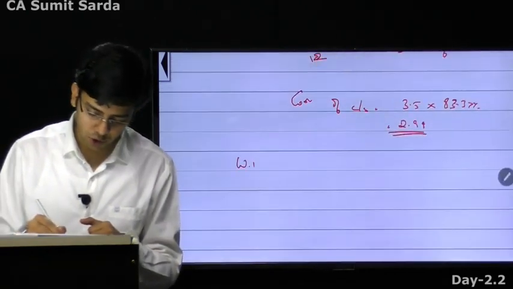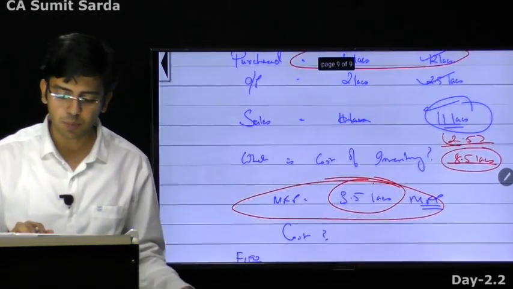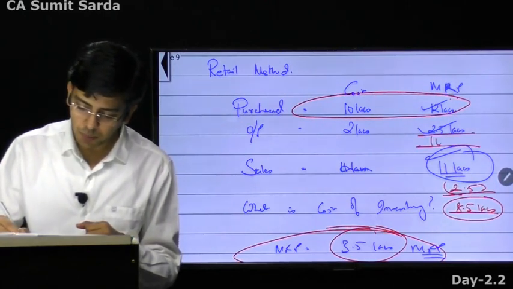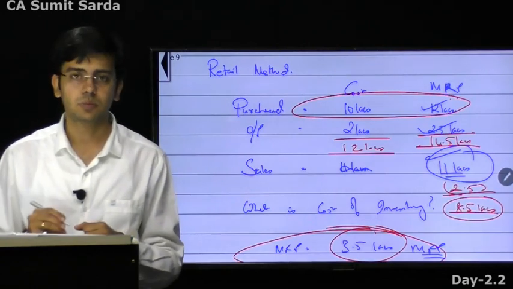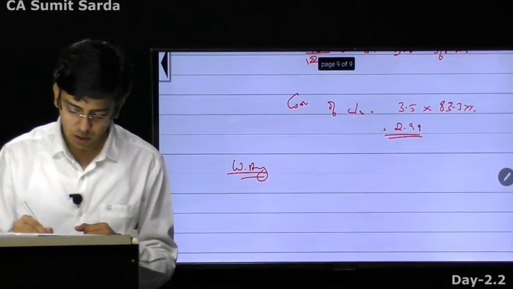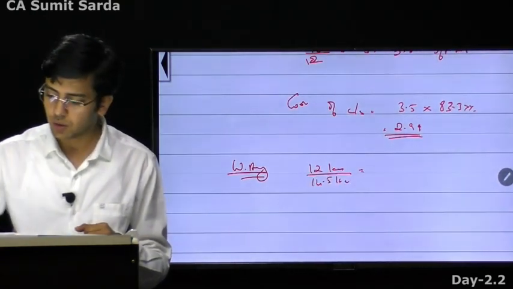Another one, weighted average. Very simple. Much more simpler than this first in, first out concept. I had a total MRP worth 14.5 lakh of goods that were purchased for 12 lakhs. So 12 lakhs divided by 14.5 lakhs is the cost of the inventory.